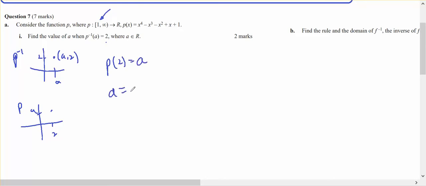Therefore, a equals 2 to the 4 minus 2 cubed minus 2 squared plus 2 plus 1, which is 16 minus 8 minus 4 plus 3, which is 4 plus 3. a equals 7.